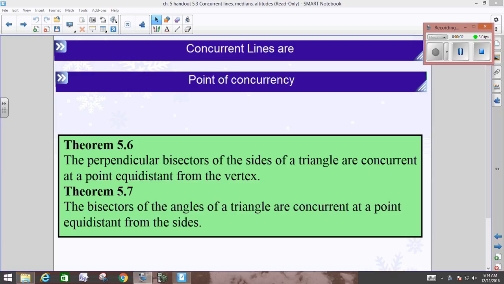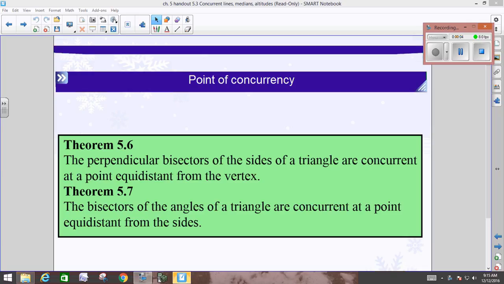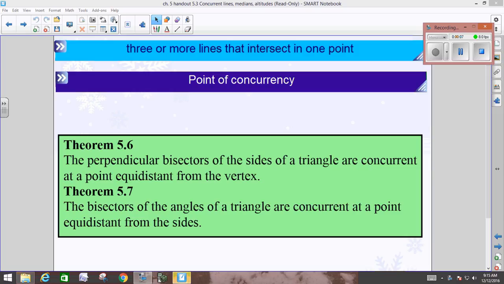At the top, concurrent lines are defined as 3 or more lines that intersect at one point. Concurrent lines, 3 or more lines that intersect at one point. Unlike our transversals back in chapter 3, they had to intersect at least 2 points. Concurrent lines will all meet at the same point. The point of concurrency is where they intersect, the point of intersection of concurrent lines.